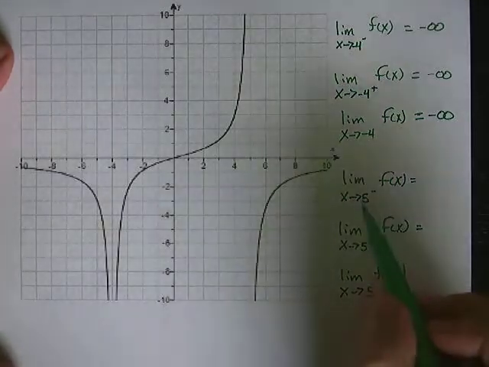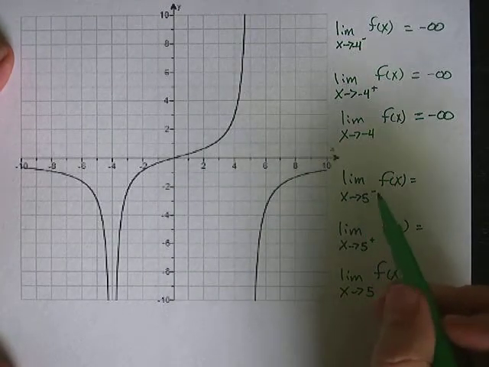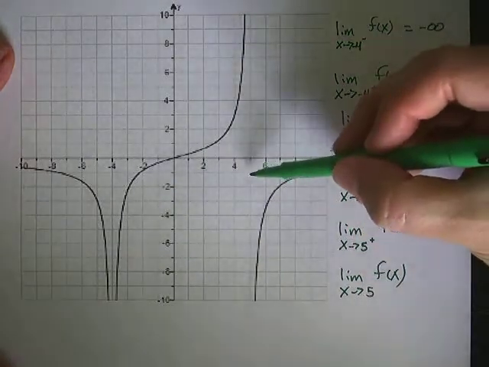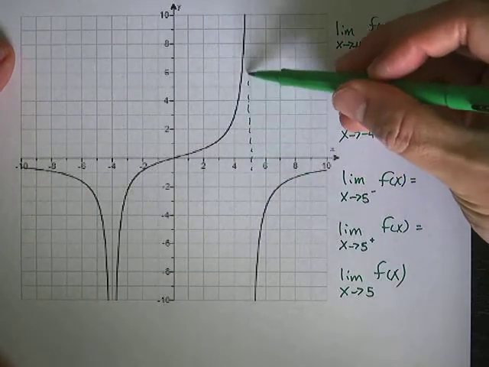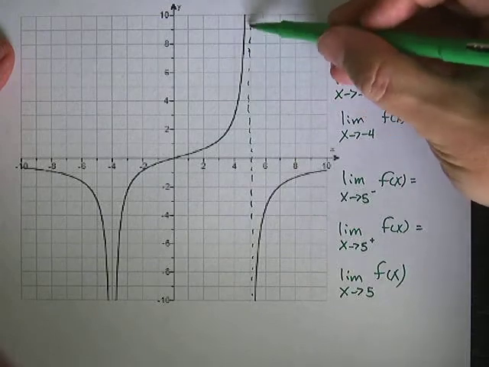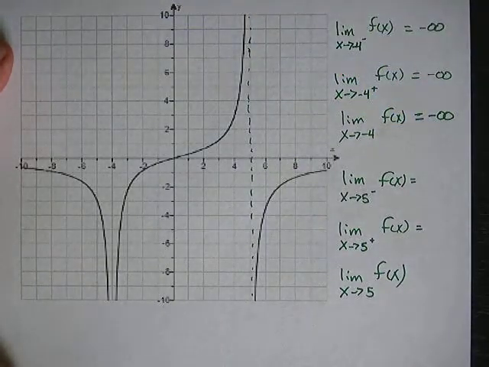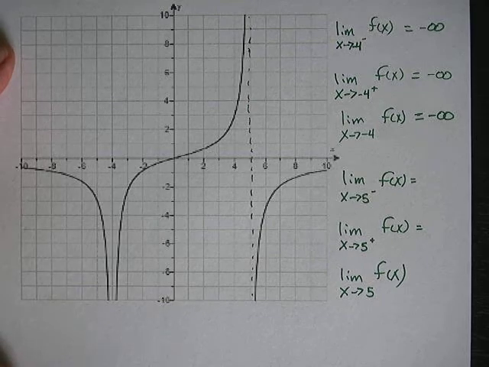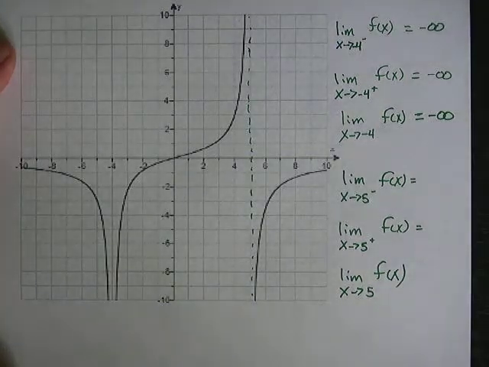Okay, let's move over here to +5. So the next limit is on this asymptote here. And let me put a little dotted line here to show this is the asymptote that we are approaching on these two graphs. You can see that as we approach from the left, or as we approach from the right, different things are happening than what was happening at -4.